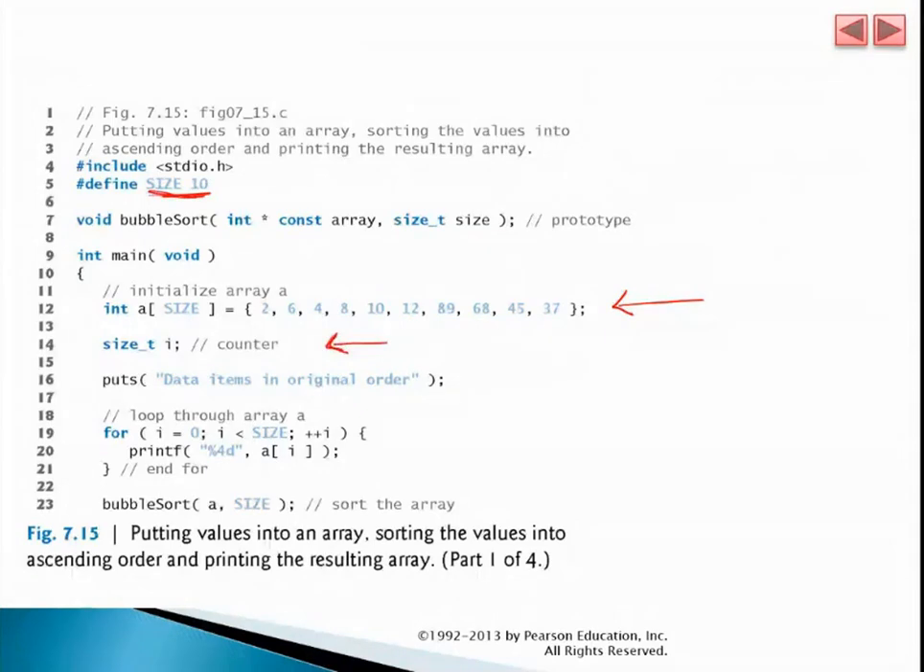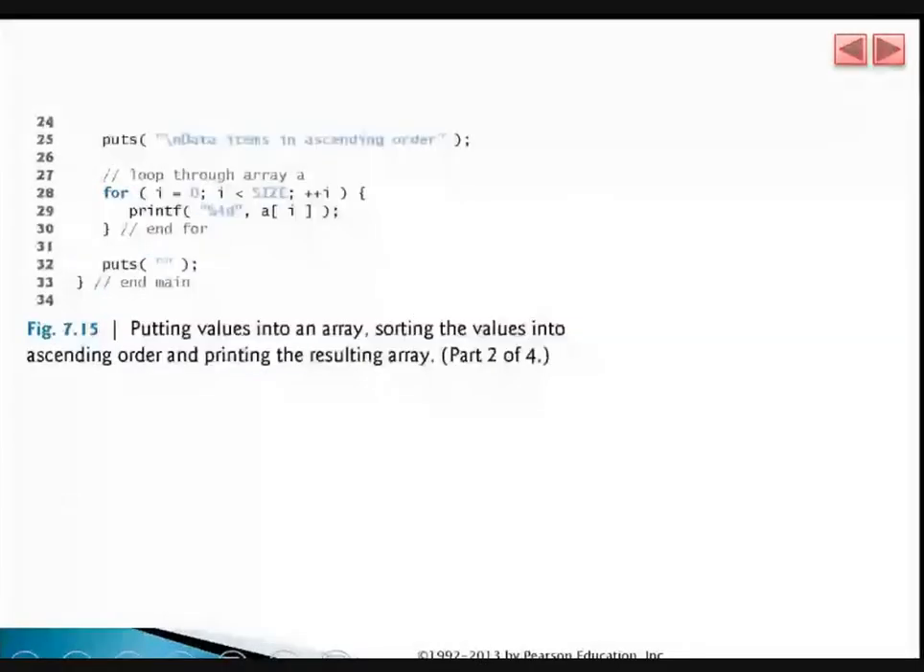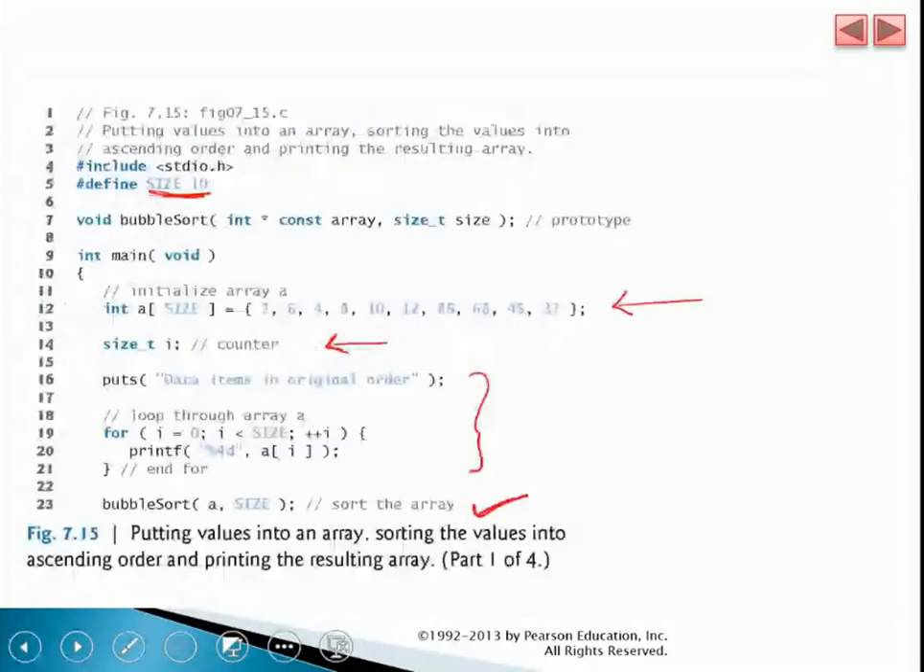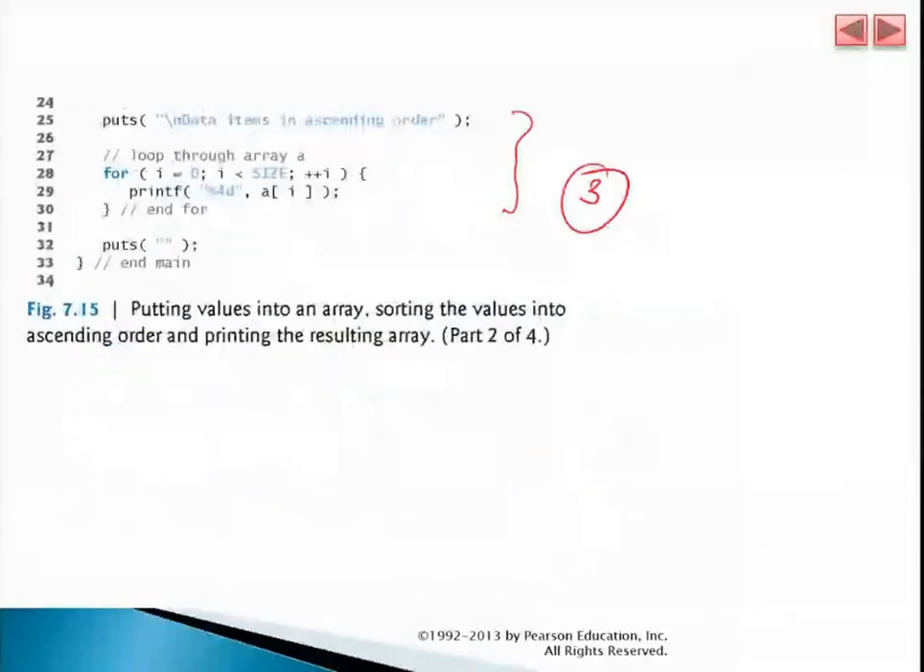Then what we are doing is we are printing the original data of the array. We are calling our bubble sort function, and after calling bubble sort function, we are again printing the same array. This is only what the main program is doing. We are printing the array, after that we will call bubble sort, and then again we will print this array. Right. Now let's see what bubble sort is doing.